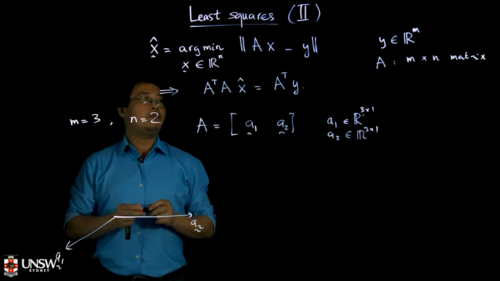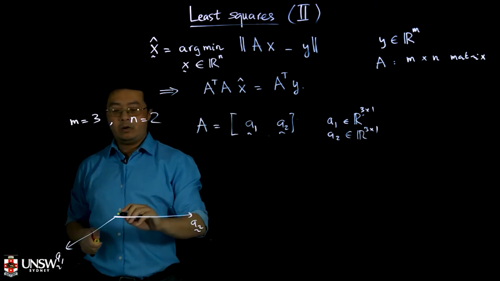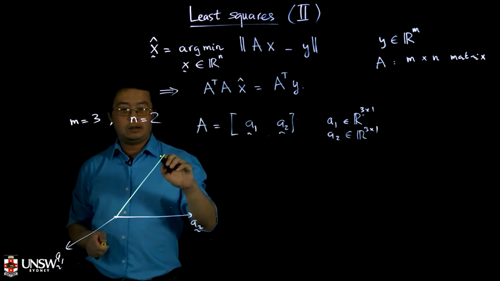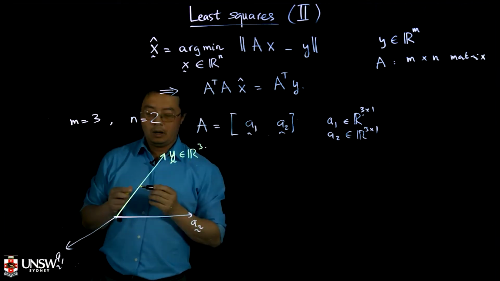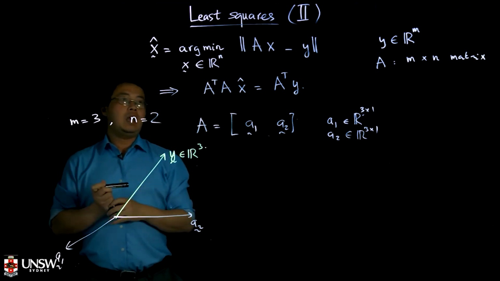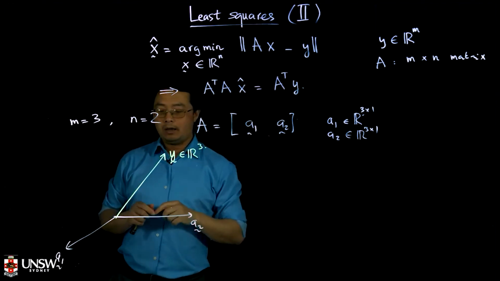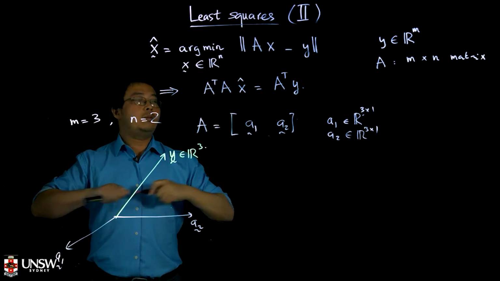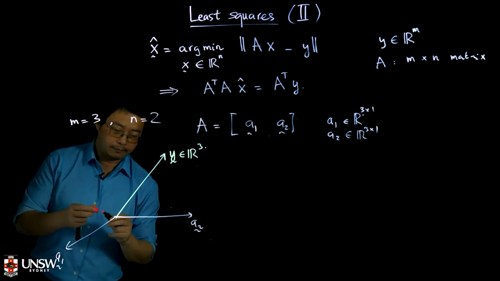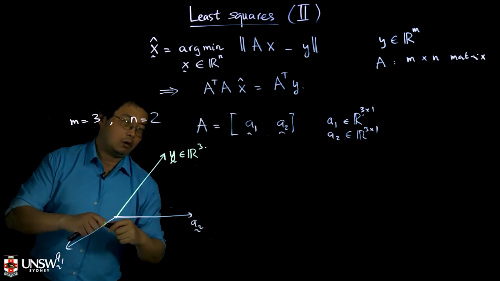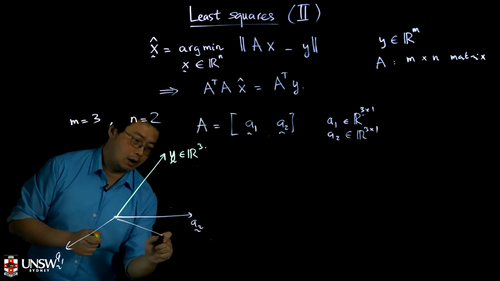And now I have a vector y. The vector y is a vector in R^3, so it will be something like this. This is my vector y in R^3. Now I want to find Ax hat to minimize the vector Ax minus y. So Ax hat will be in the column space of the matrix A. It will be something like this. So this is my Ax hat.